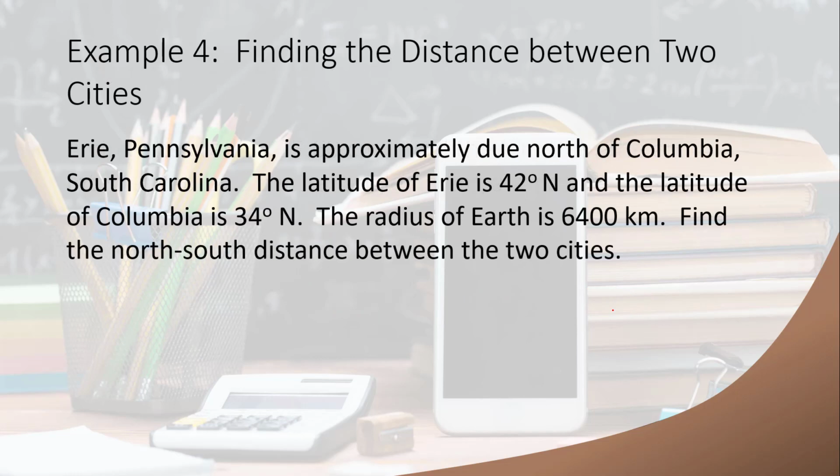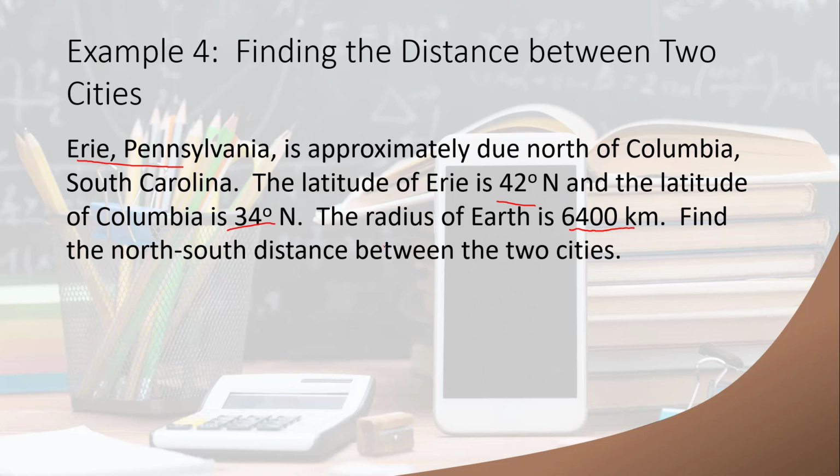And here's another example you will find, and this is finding the distance between two cities. Here we have that Erie, Pennsylvania is approximately due north of Columbia, South Carolina. I actually did not know that. Okay, it turns out that the latitude of Erie is 42 degrees north and the latitude of Columbia is 34 degrees north. And the radius of the Earth is approximated to be 64,000 kilometers. And we want to find the north-south distance between the two cities.